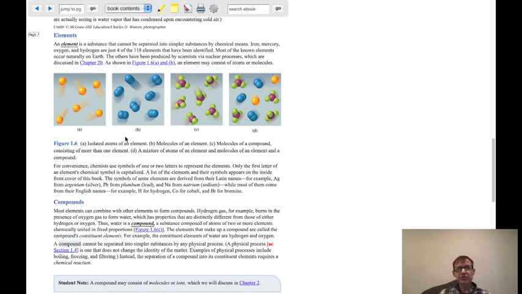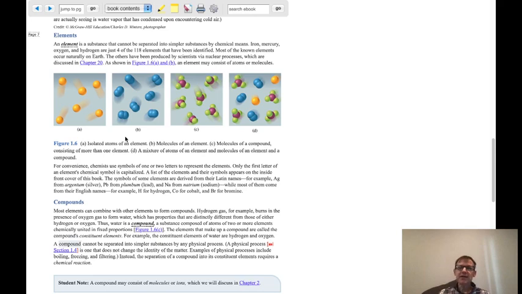So the first picture is showing you individual atoms. The second one is showing you molecules. Those are both of elements, because there's only one type of atom in each of those pictures. But you move on to C. In figure C, those are molecules because there's more than one atom attached to each other. But notice there's two different colors used. So each molecule has two different colors. So two types of atoms or two types of elements. So those are what are called compounds. When you have two or more elements stuck together like that, we call those compounds.